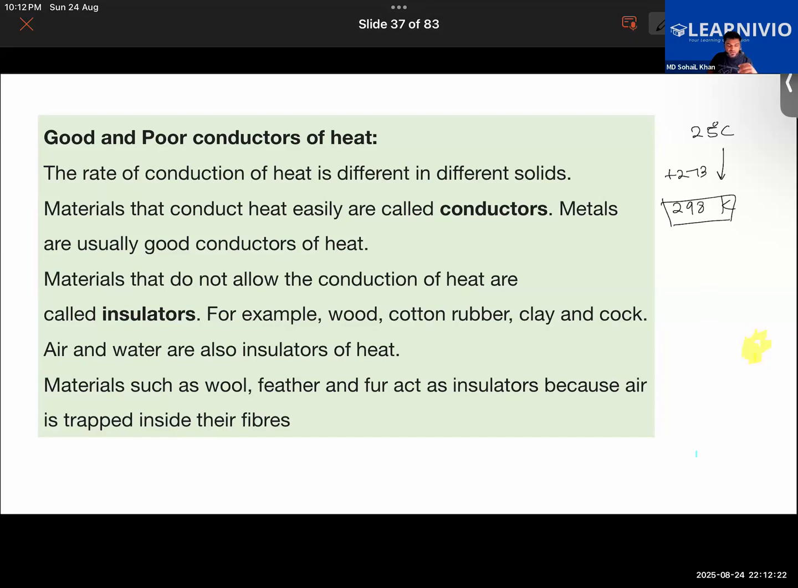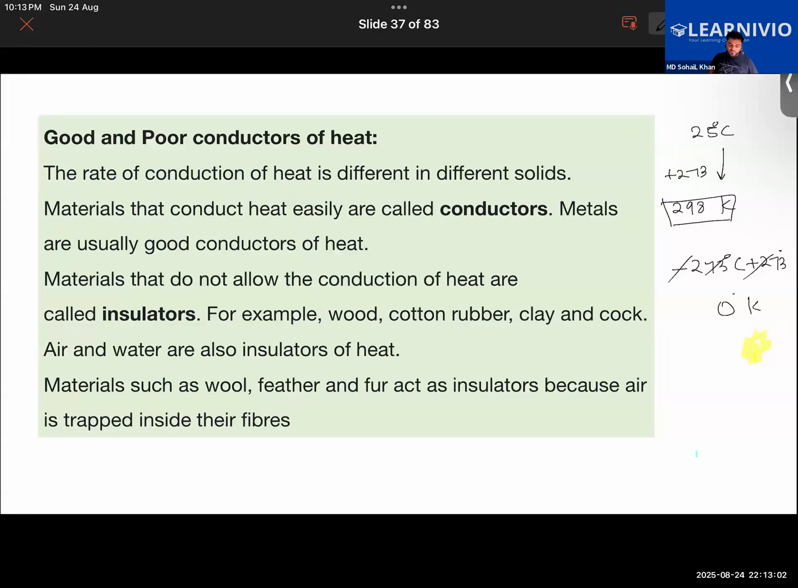What about negative 273? That's going to be 0 Kelvin. If you have negative 273 degrees Celsius and you convert that into Kelvin, you add 273, the negative and positive cancel, and that will be 0 Kelvin.